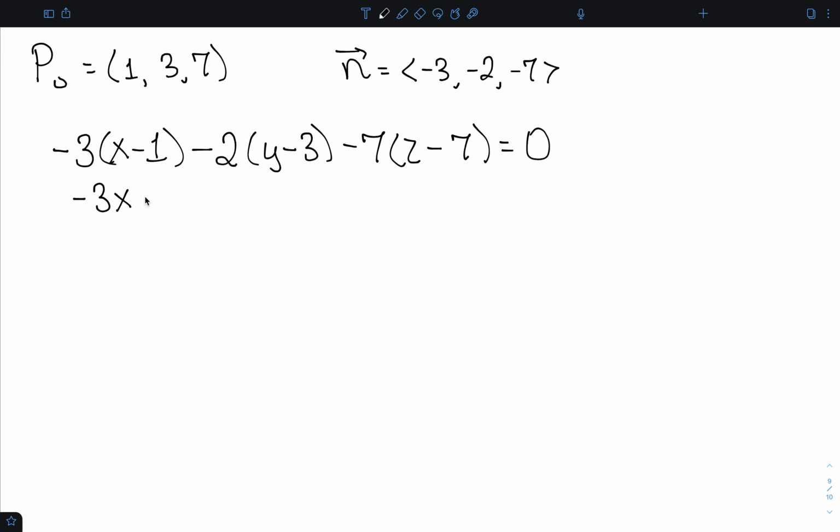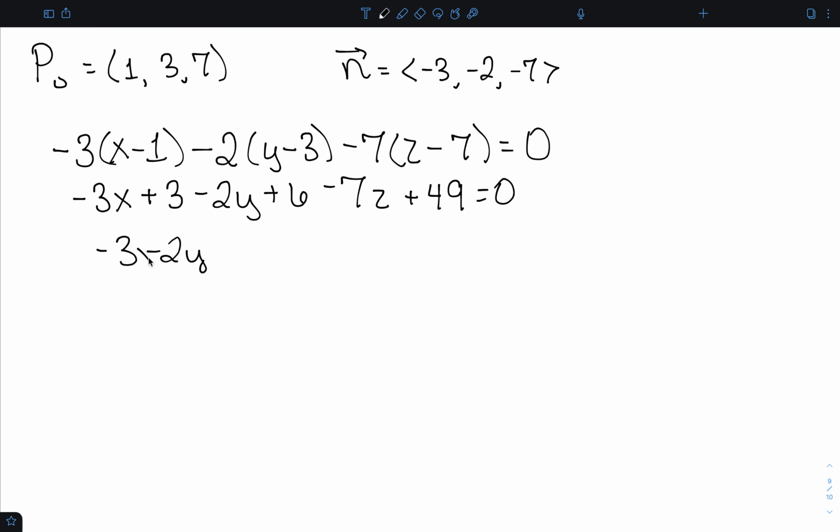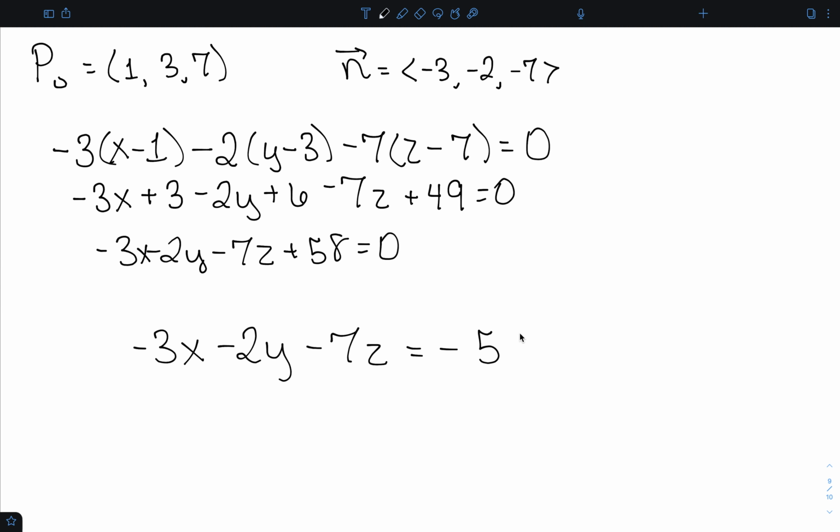Distributing, I get -3x plus 3 minus 2y plus 6 minus 7z plus 49 equal to 0. We can also write this as -3x minus 2y minus 7z plus 58 equal to 0. Moving the 58 to the other side of the equation, we'll put this in standard form. We have -3x minus 2y minus 7z equal to -58. So here is the equation of my plane in standard form.